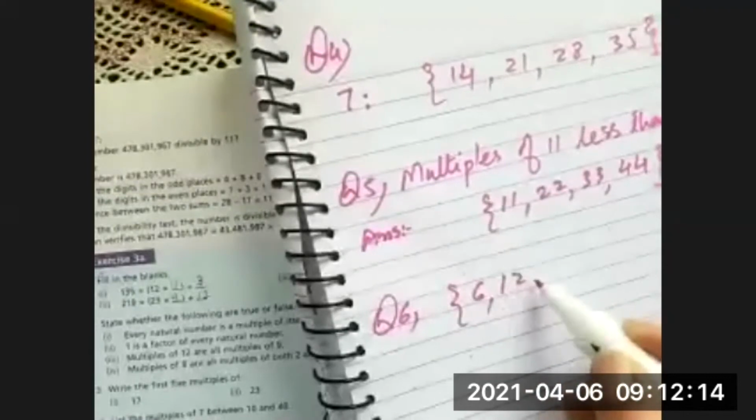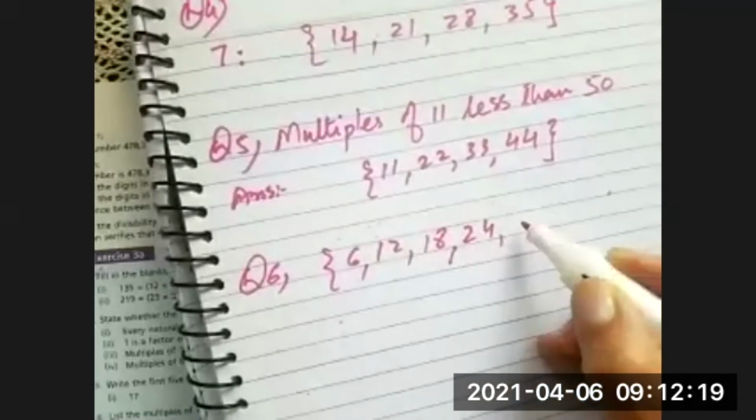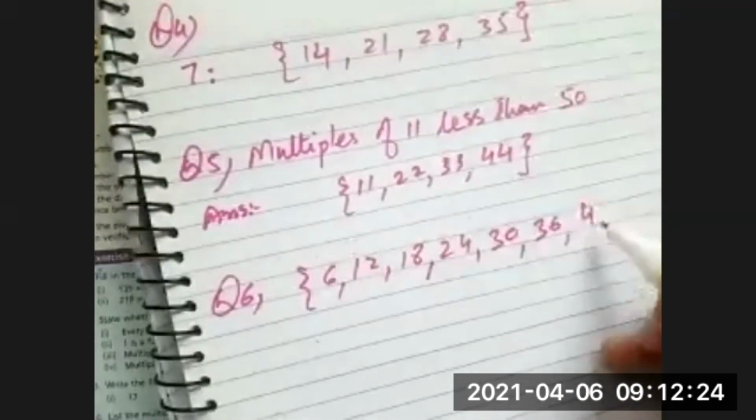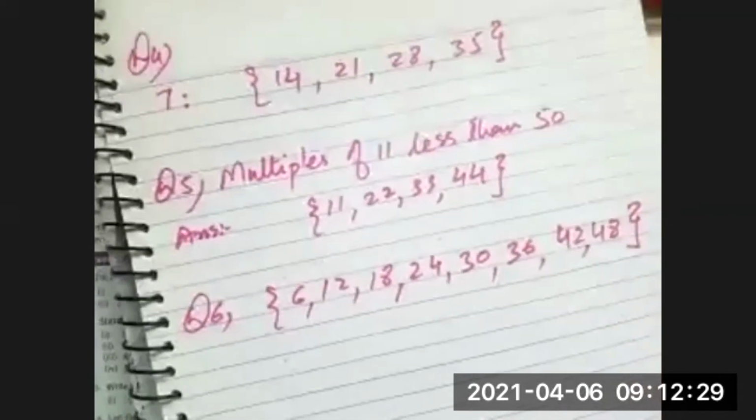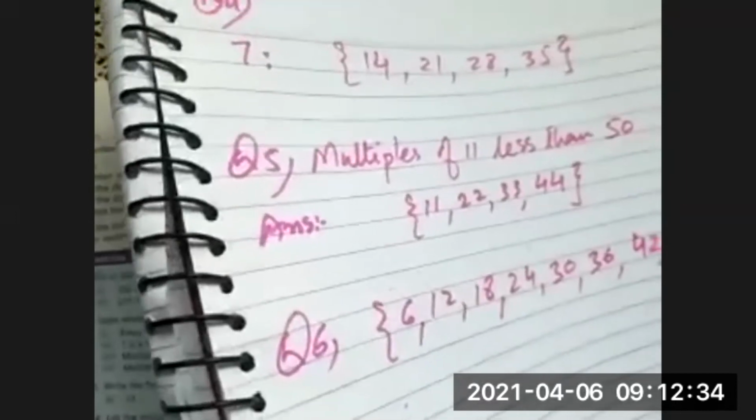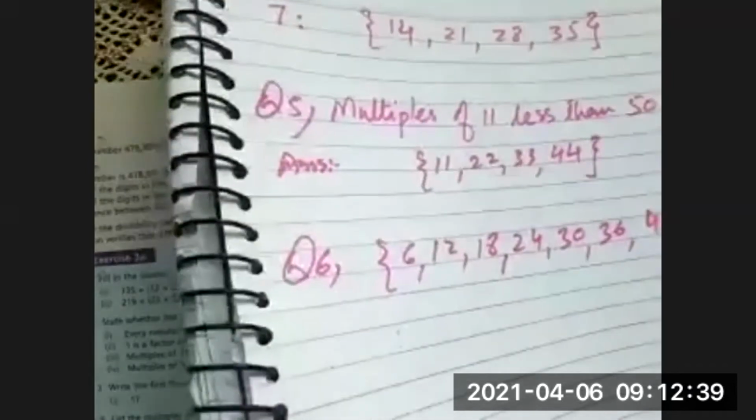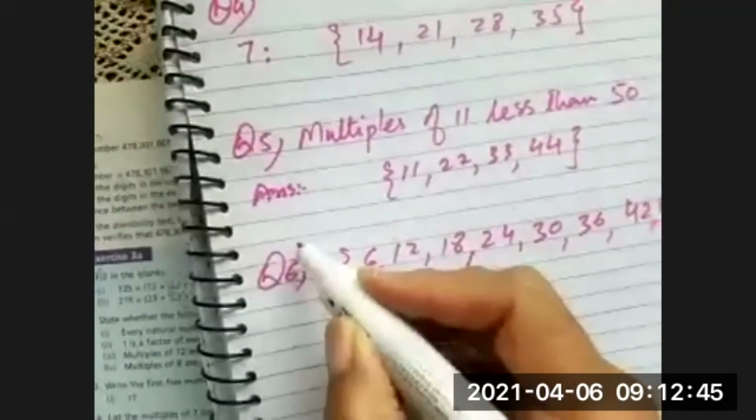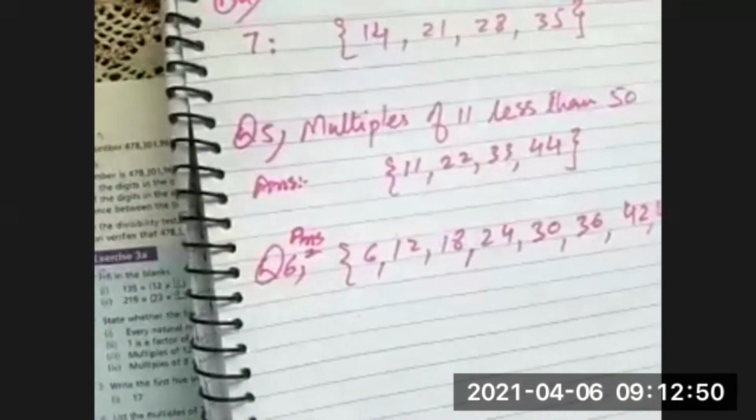6 1s are 6, 2s are 12, 3s are 18, 4s are 24, 5s are 30, 6s are 36, 7s are 42, 8s are 48, less than 50. So these are the multiples of 2 and 3 both, which are less than 50. So the table of 6 is there. This is the answer to question 6. Write down the question by yourself and give the answer.